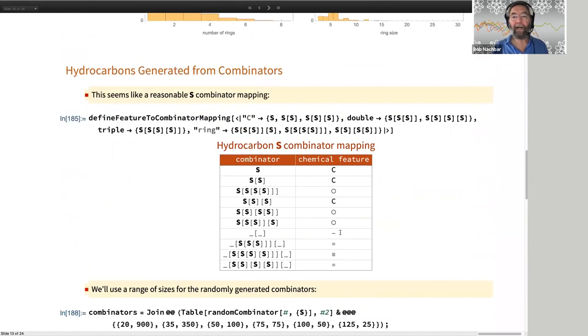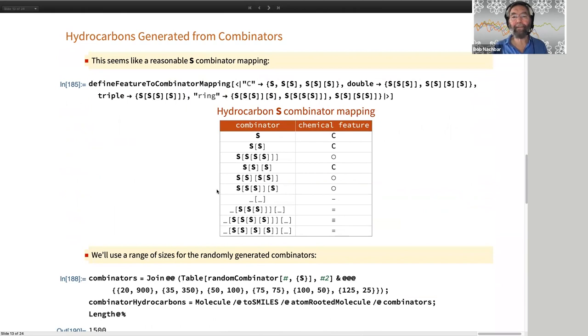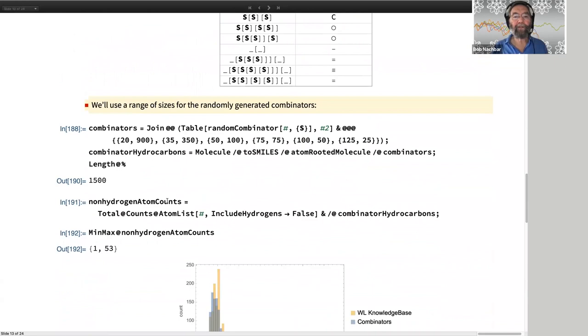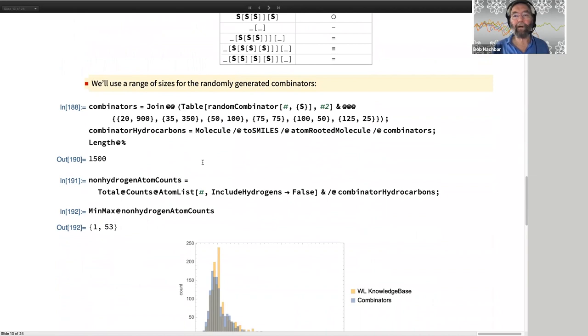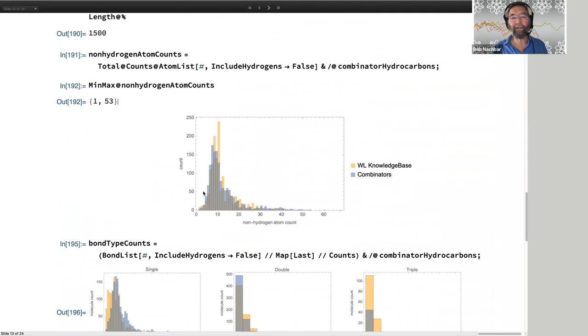Doing it with combinators, okay, using this combinator mapping, the S combinator mapping that we had before, we generated 1,500 combinators and converted them to molecules. I used a range of sizes. I made 900 of them with 20 symbols, 350 with 35, all the way up to 25 combinators with 125 symbols in them to get a variety of sizes. And we can see that the distribution of the atom sizes, the counts of atoms, is very similar to what we have for the real molecules.